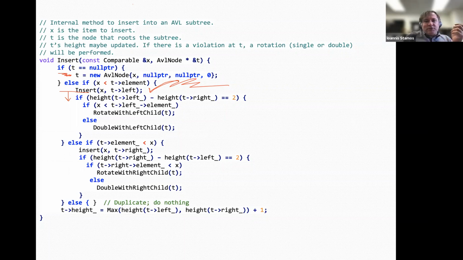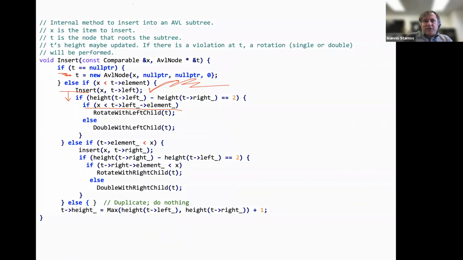So now the only thing you have to worry about is what type of rotation you are going to do. A left or a right rotation? So here you check whether it's a left rotation. Now, why do you know this is a single rotation? Because if x is smaller than the t left element, it means you insert to the left of the left. Is this clear? You have your t, you insert to the left of t, and then you check whether x is smaller than the left of the left. If it is, then you have a single rotation. Otherwise, you do a double rotation. That's it. And the other case is symmetric. Are we okay with this?